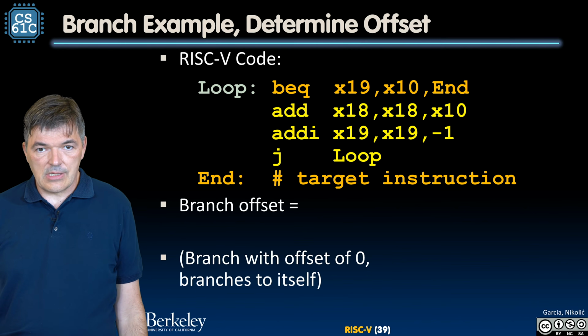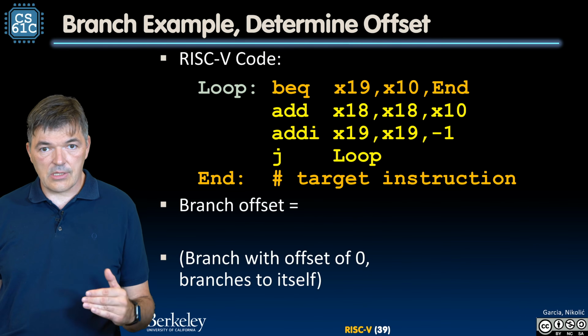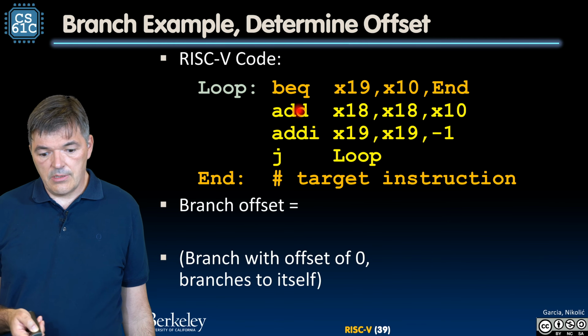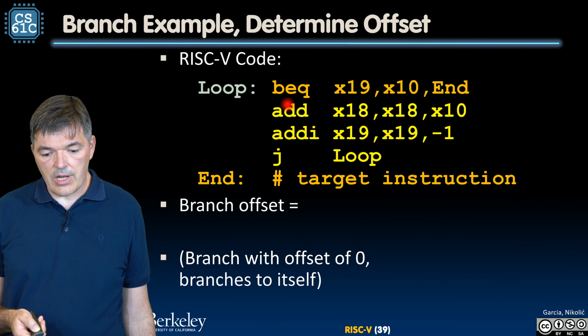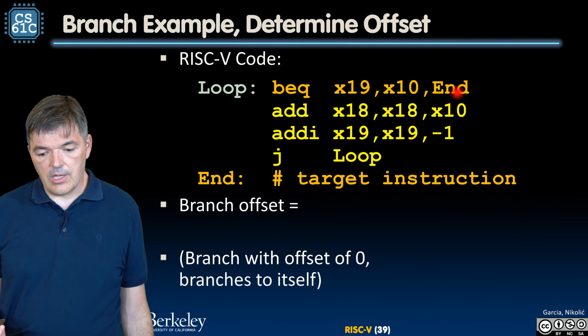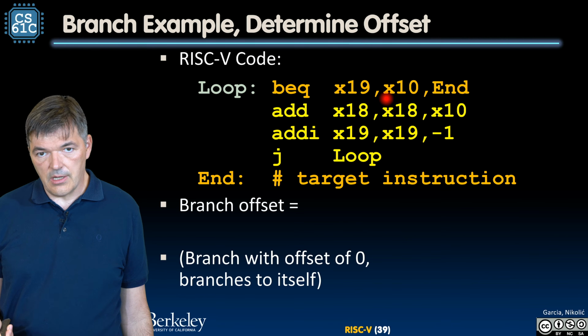Let's take a look at an example here. So here is our RISC-V code that executes a loop. In the beginning of that loop, there is an instruction, branch if equal, contents of 2 registers, to the end. So it would branch if the values in x19 and x10 are equal to each other, to the instruction that is specified by the label end. What is the end? Right there.